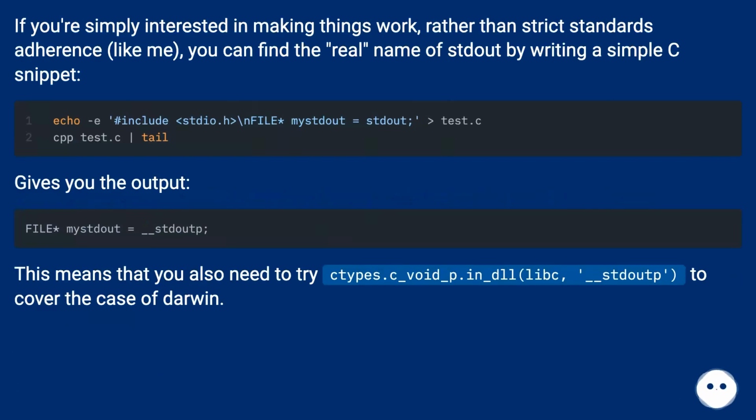If you're simply interested in making things work, rather than strict standards adherence, like me, you can find the real name of stdout by writing a simple C snippet. That gives you the output. This means that you also need to try ctypes.c_void_p.in_dll(lib, '__stdoutp') to cover the case of Darwin.